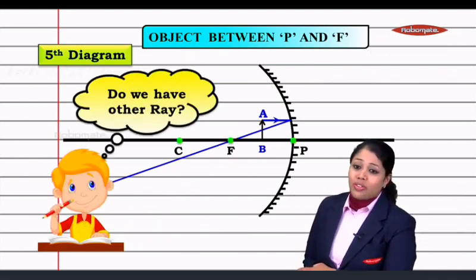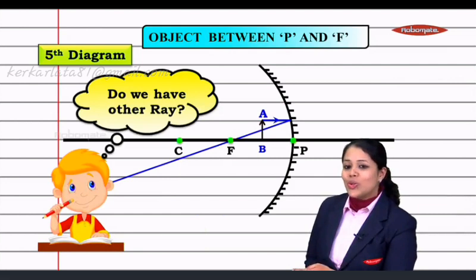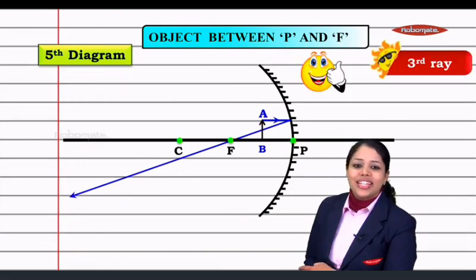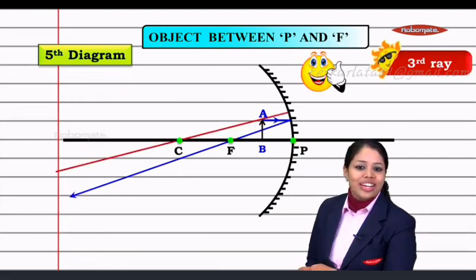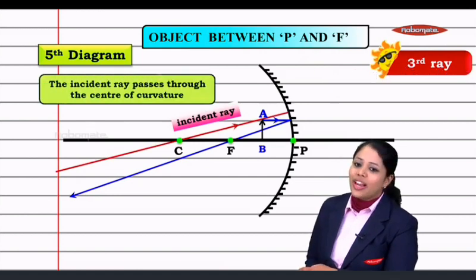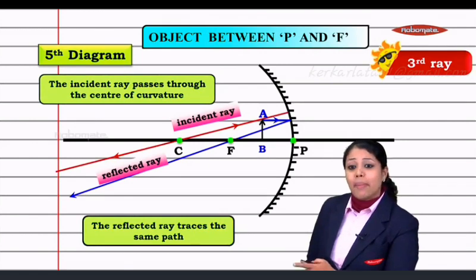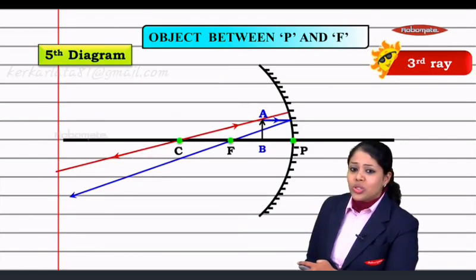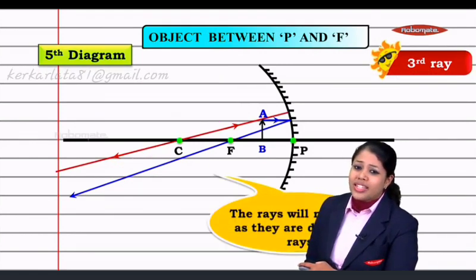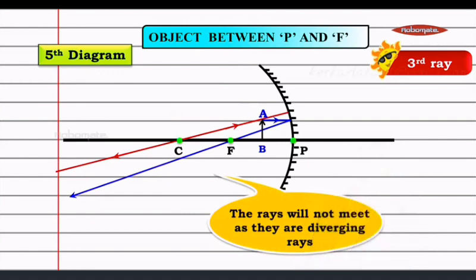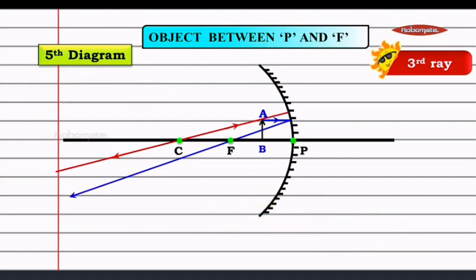So now students, we have the other rule with us, right? That is through C. If the incident ray passes through the center of curvature, then the reflected ray traces the same path. So if it is passing through C, it will come back through C. Now students, see the diagram. You can see something. The rays will not meet as the rays are diverging. Here you can see the rays are going away from each other, right? So in order to make the rays meet, what do you have to do? You have to extend the ray behind the mirror.